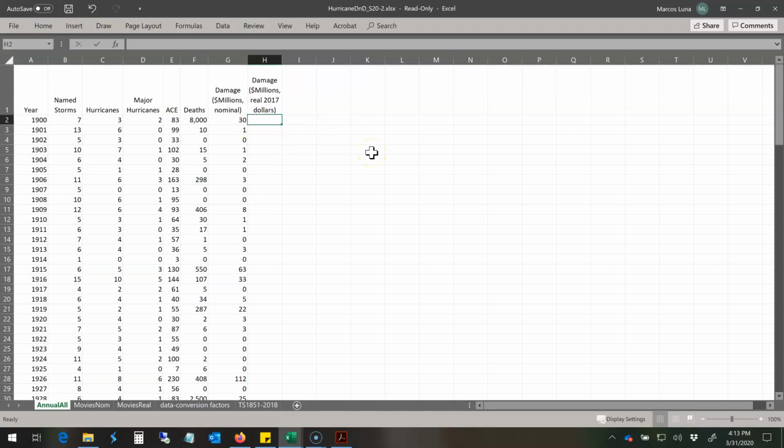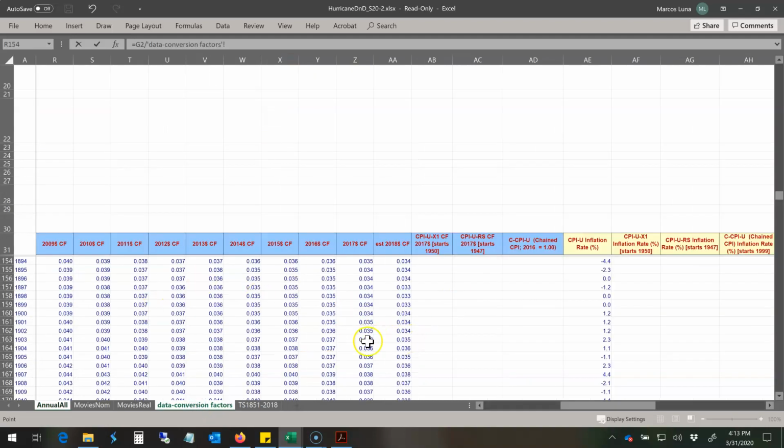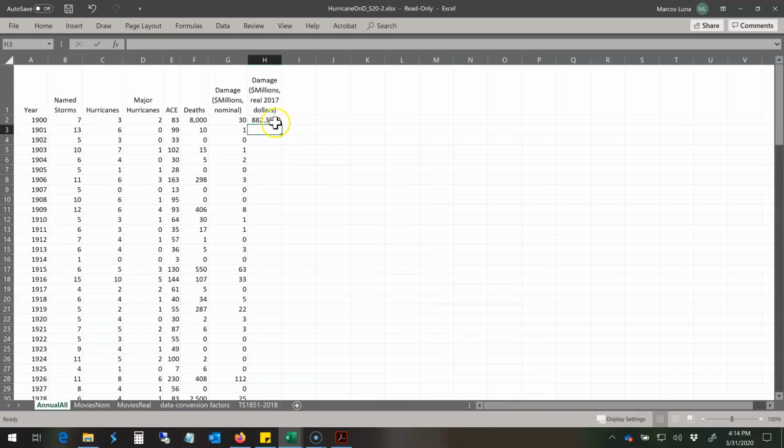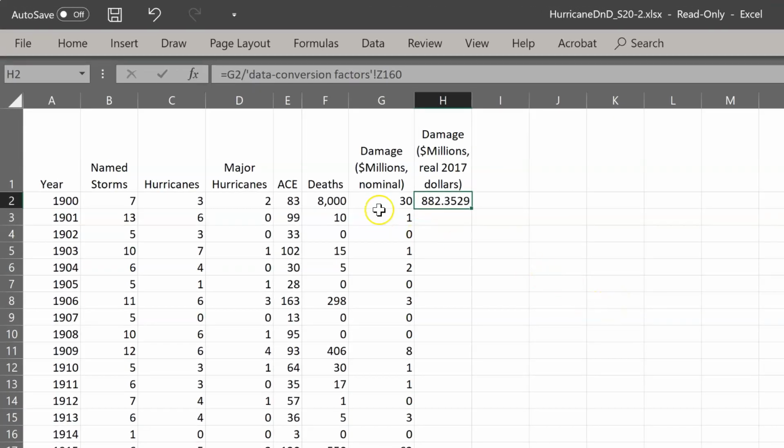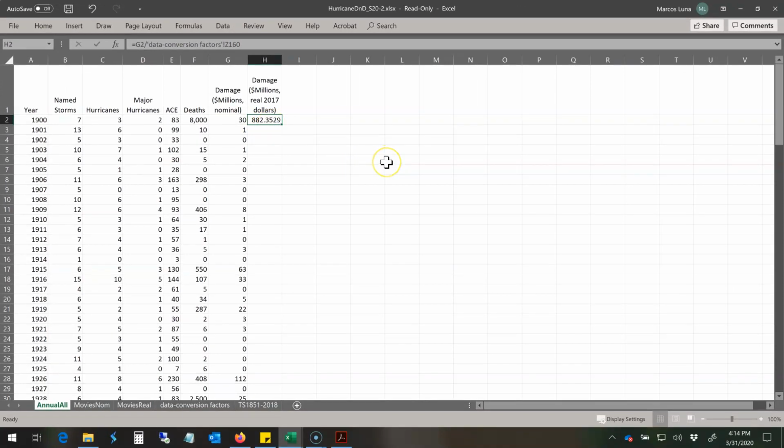All right. So in order to convert this $30 million in 1900 to 2017 dollars, I'm going to put a formula in here. I'm going to start with an equal sign, take that 30 million, or that value, and divide it by that conversion factor. So I'm going to go back to this table here, looking for that 1900 for 2017, which is right here, Z160, okay? And you can see my formula bar up here, and I'll hit enter. And so this value is the value of that in 2017 dollars. So $30 million in 1900 is the equivalent of over $882 million in 2017 dollars.